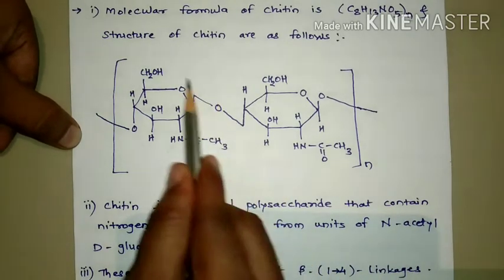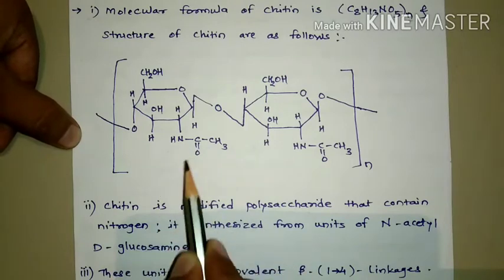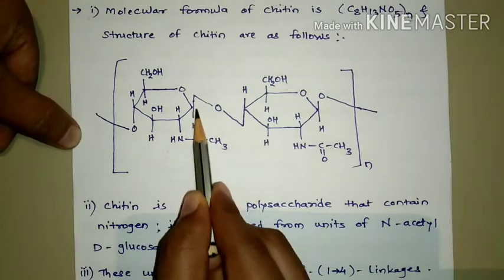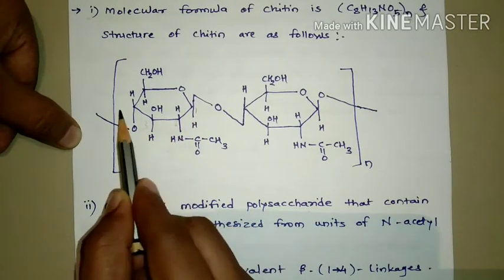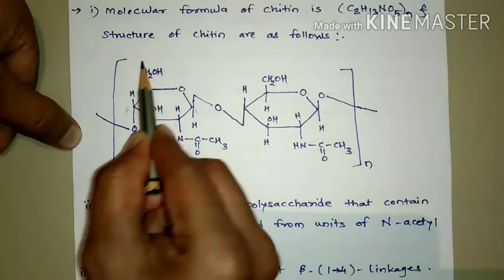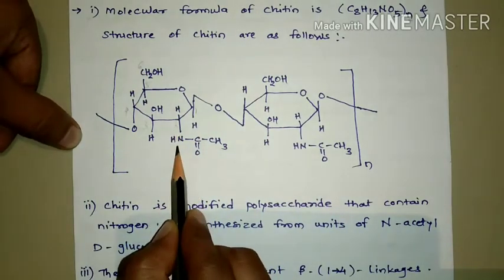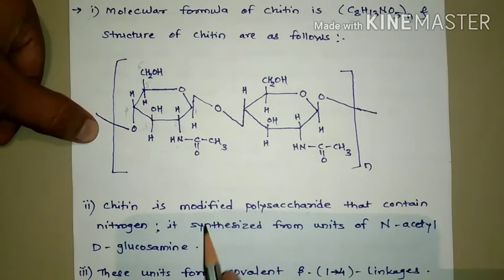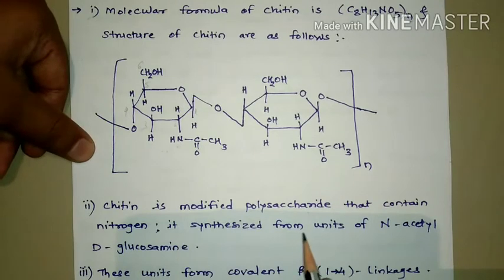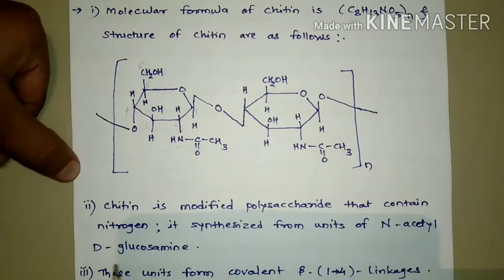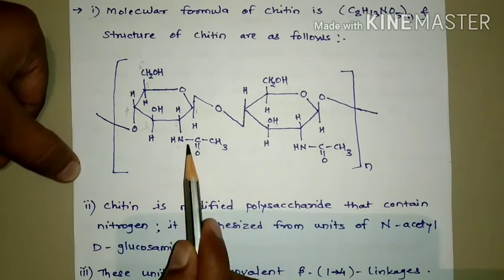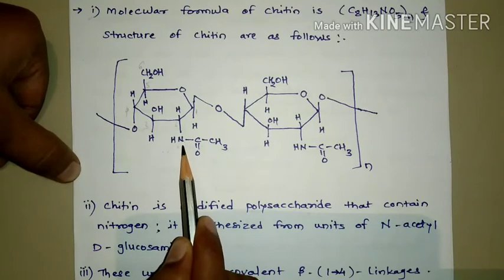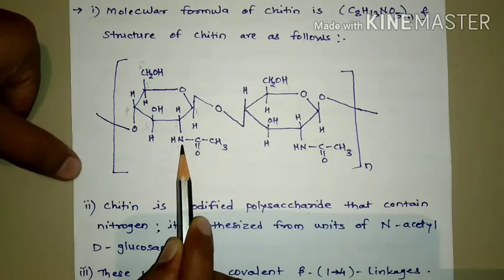In this structure, this first unit contains, at the second position, this is the first position, this is second, third, fourth, 5, and this one is 6. The second position has a nitrogen. That means this chitin structure contains nitrogen in the first unit, and it is synthesized from units of N-acetyl D-glucosamine. Why is it N-acetyl D-glucosamine? Because N-acylation takes place at the nitrogen on the second position. So an acyl group is attached to this nitrogen.